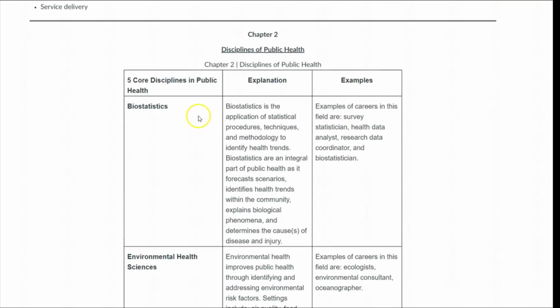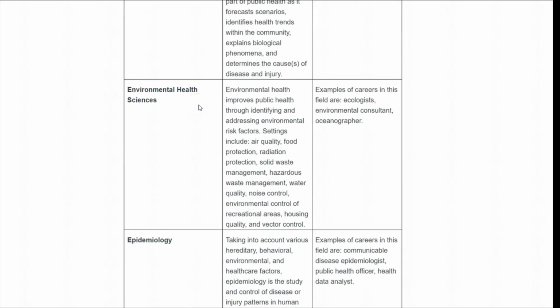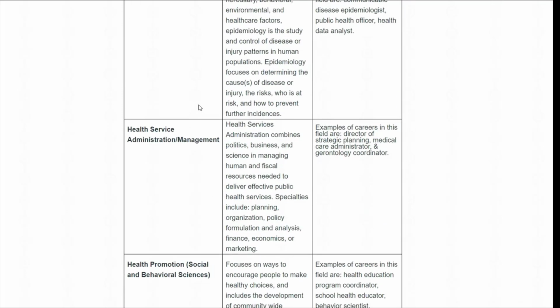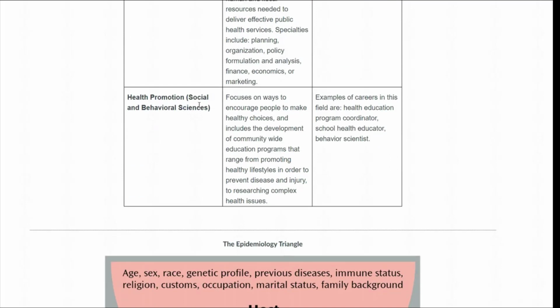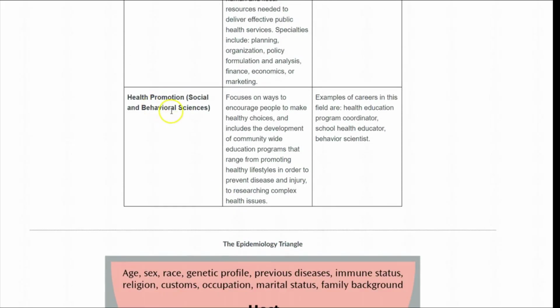Then for chapter 2, we jump in to my favorite topic, which is public health. And here is a table covering the 5 core disciplines in public health. So you have biostatistics, environmental health and sciences, epidemiology, health service administration and management, and health promotion, which covers social and behavioral sciences, which is actually what I specialized in regarding my PhD program.